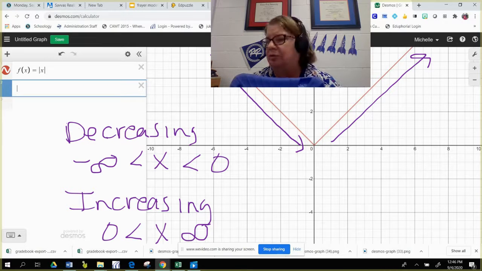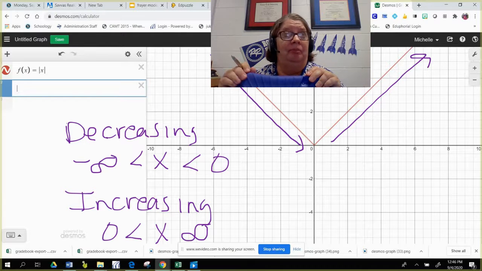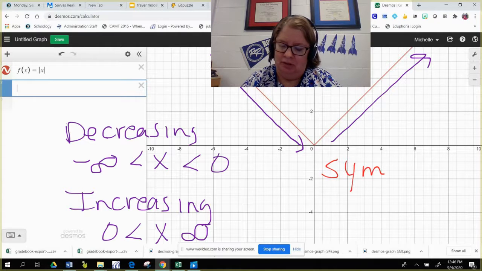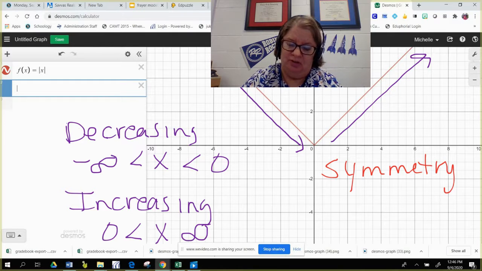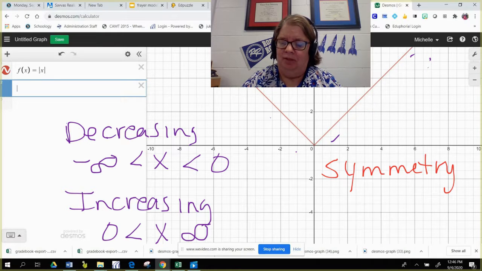Okay. What else do we know about the absolute value function? We've talked about the domain, the range, the x-intercept and the y-intercept, and the increase and the decrease. Oh, one more thing, symmetry. What does the word symmetry mean? The word symmetry means the same on both sides, right? So let's erase this little line that I added and this little line that I added. This is your absolute value function.